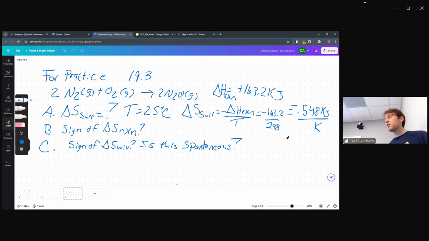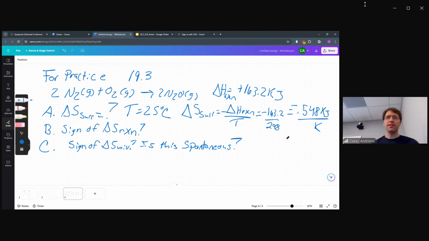All right. Since this reaction requires heat, delta H is positive, it is drawing heat from its surroundings. So the surroundings are becoming more ordered. Entropy is decreasing.